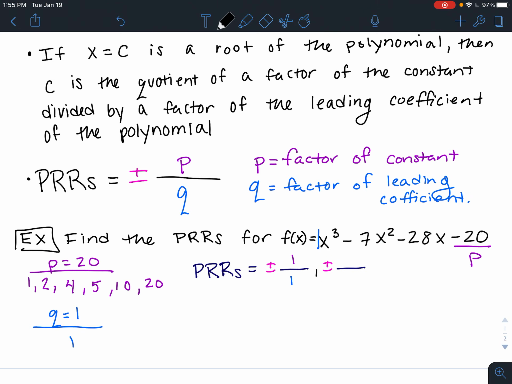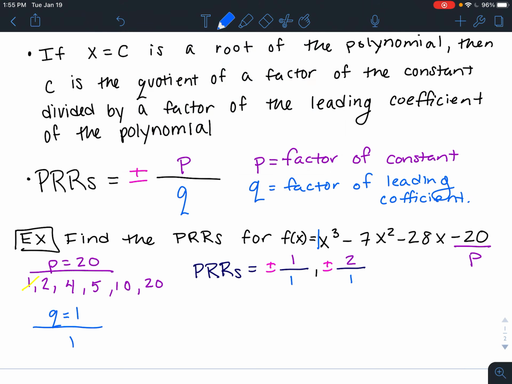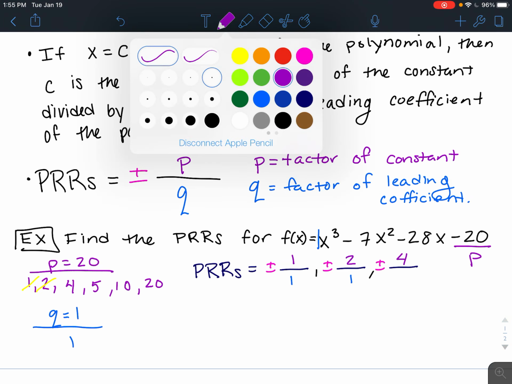And then I'm going to do plus and minus. Okay, I'm done with the 1, so now I'm going to do the 2. I'm going to put 2 over 1. Right, so now I'm going to do the next number, 4 over 1. So you can probably see where this is heading.